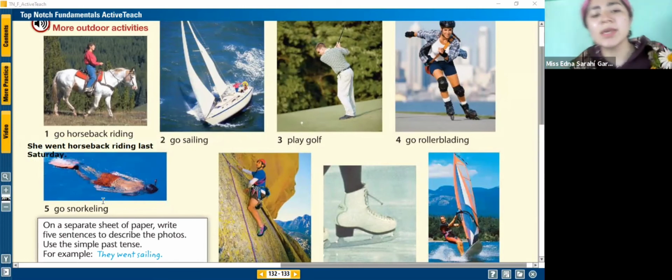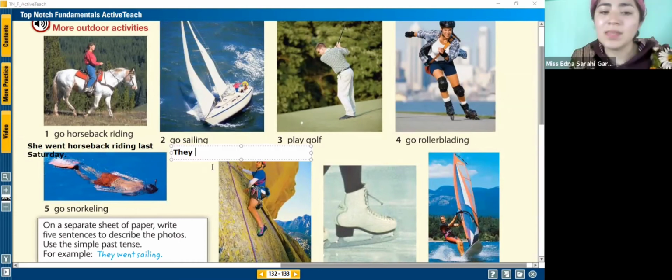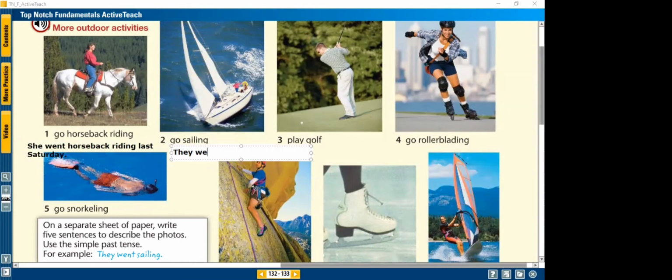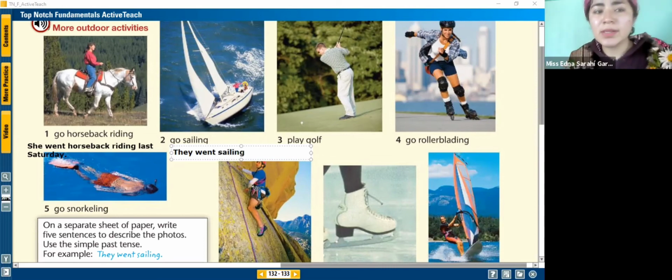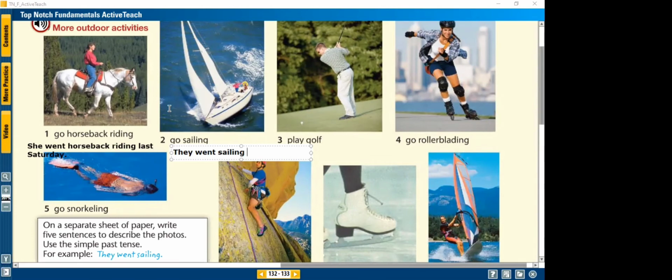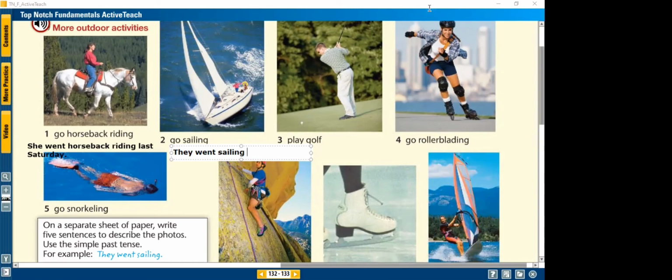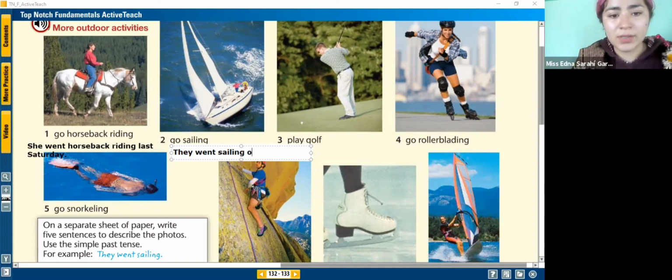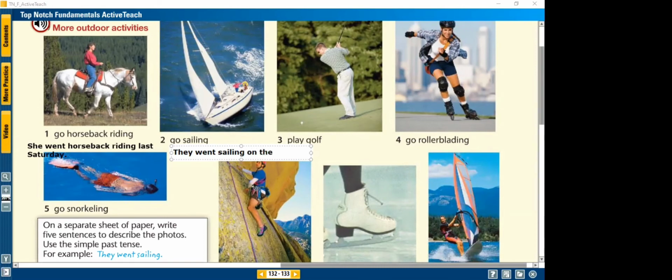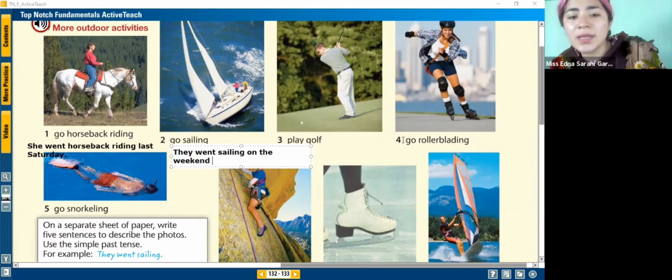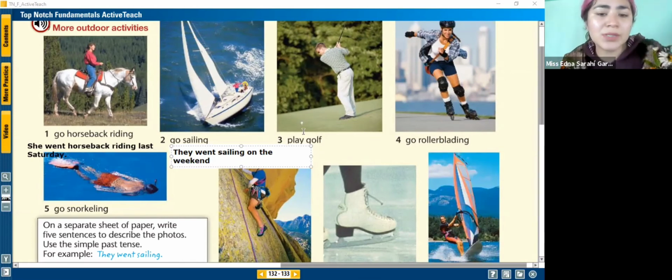What can you tell me about the number 2? They went sailing. Can you please tell me a complement of time? They went sailing on the weekend. Okay, on the weekend. Thank you, Lilian. Okay, Dania, what can you tell me about picture number 3?